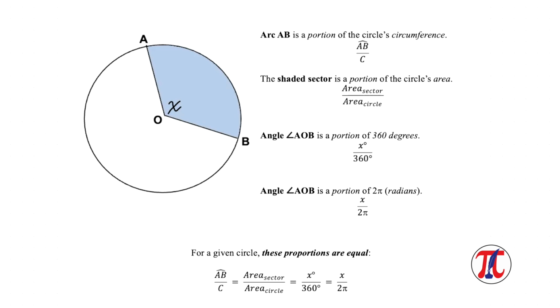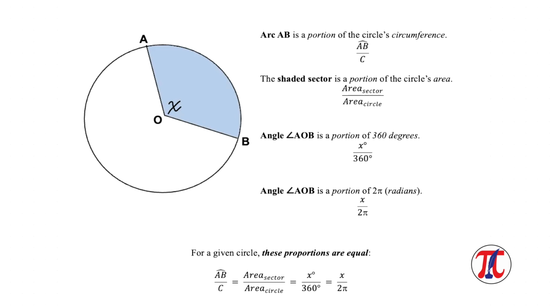That sector is a section or a portion of the whole circle. In other words, the area of that sector is a portion of the total area of the circle. Likewise, the central angle of that sector is a portion of the number of degrees all the way around, and the number of radians all the way around. If it's in degrees, it's a portion of 360. If it's in radians, it's a portion of 2 pi radians.